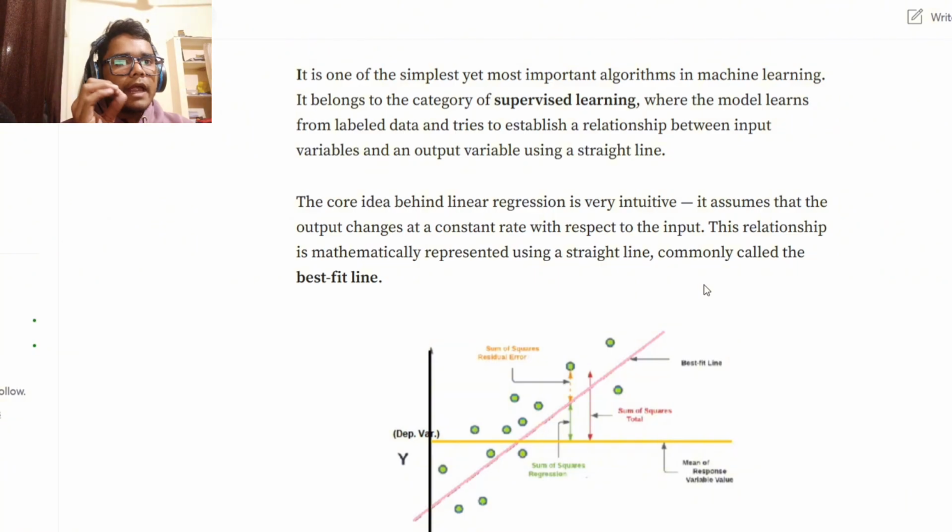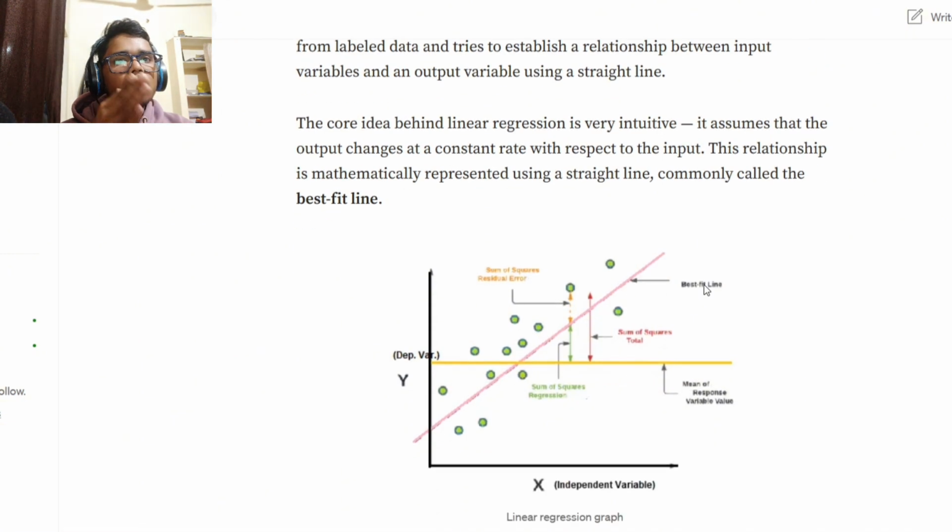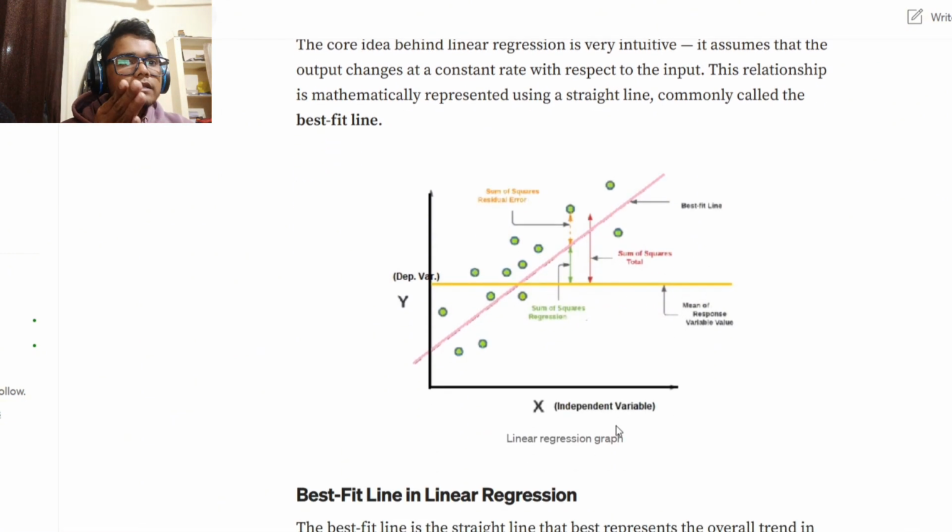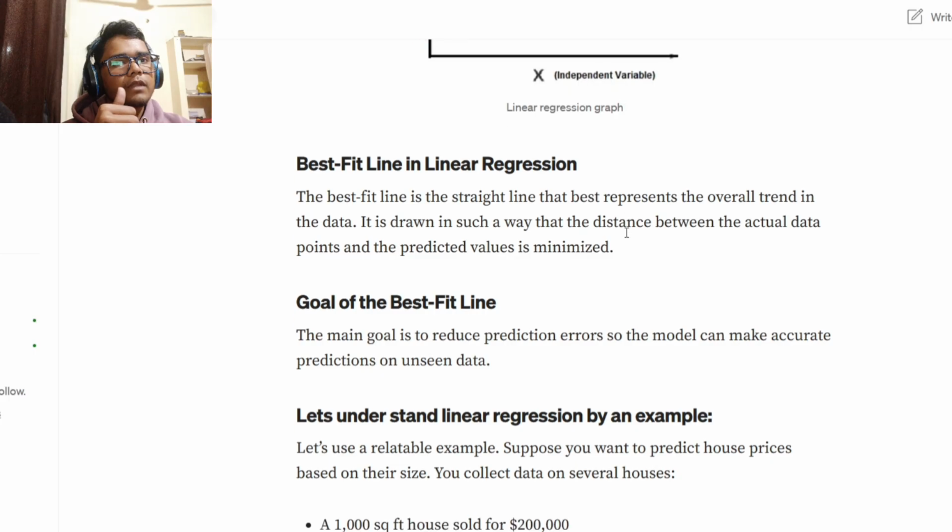The core idea behind linear regression is very intuitive. It assumes that the output changes at a constant rate with respect to the input. This relationship is mathematically represented using a straight line, commonly called the best fit line. As you can see in this diagram, we take the independent variable on the x-axis and the dependent variable on the y-axis. The straight line represents the best fit line.